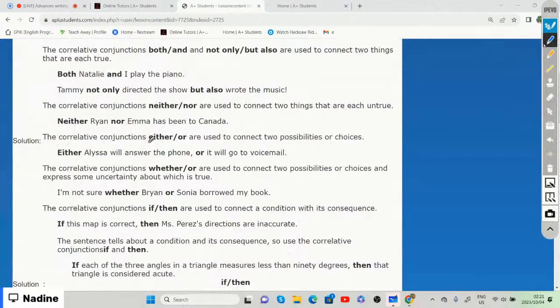All right. So now, either or. The correlative conjunction either or are used to connect two possibilities or choices. So if you are trying to connect two possibilities or two choices, then we use either or. And that is used to connect two possibilities and two choices.